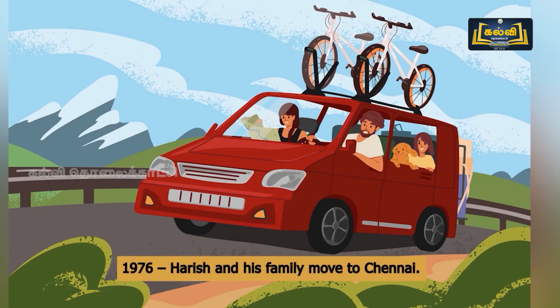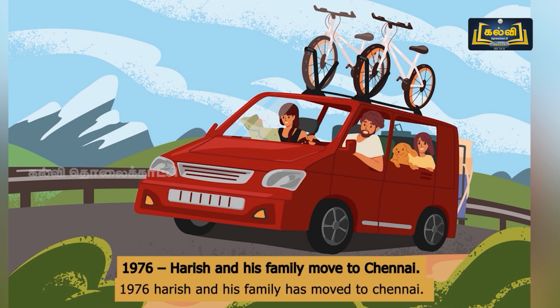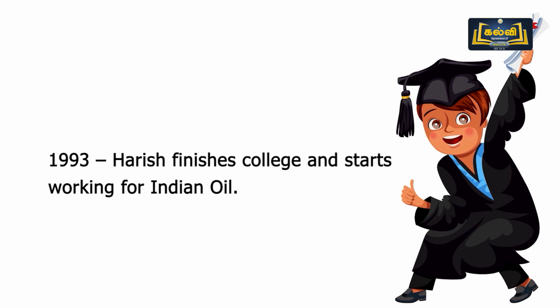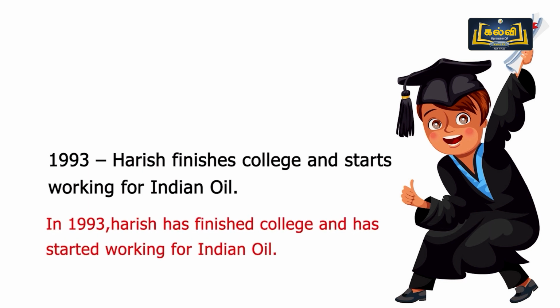1976, Harish and his family moved to Chennai. When you change into present perfect tense: 1976, Harish and his family has moved to Chennai. 1993, Harish finishes college and starts working for Indian Oil. Here again, when you change: in 1993, Harish has finished college and has started working for Indian Oil.